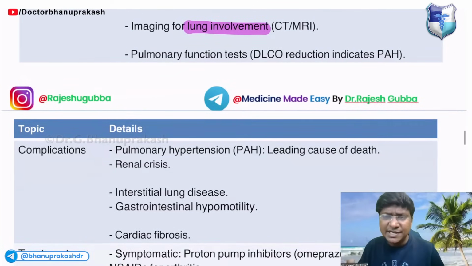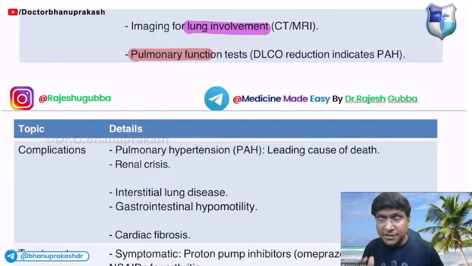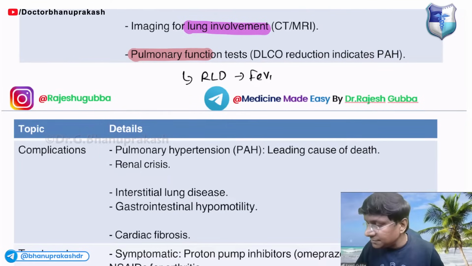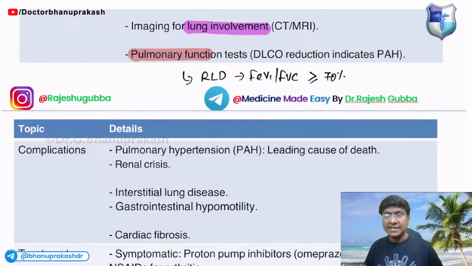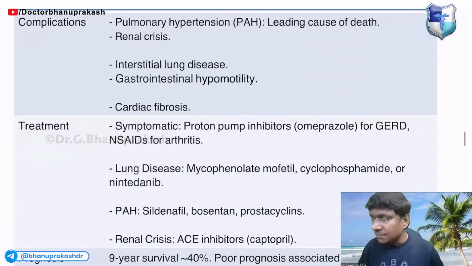Now, because it is an interstitial lung disease, what does the pulmonary function test show? Pulmonary function test shows that there is restrictive lung disease, where your FEV1 by FVC will be more than or equal to 70%. That is what you will see in case of pulmonary function test, right? And what will happen to the DLCO, diffusion capacity of the lung for carbon monoxide? It is reduced.